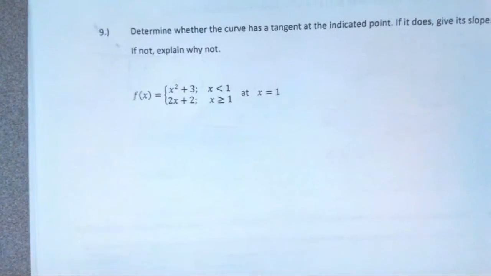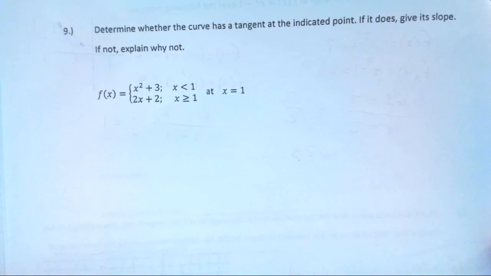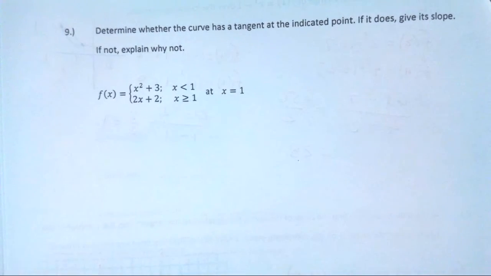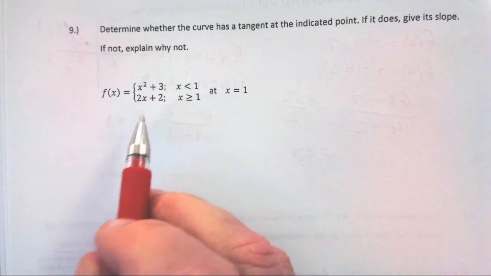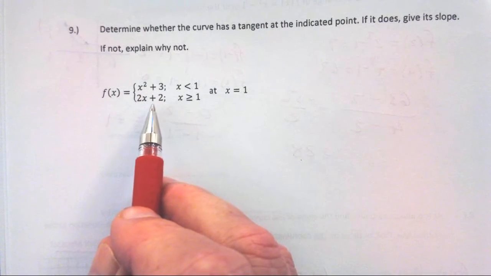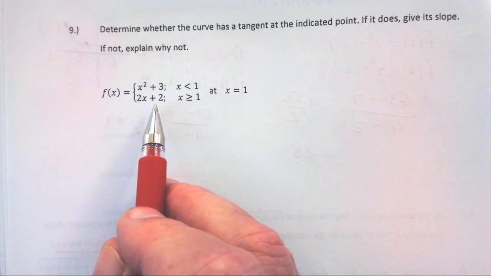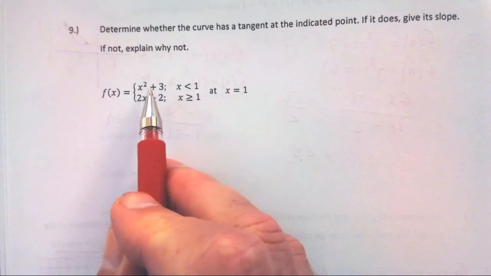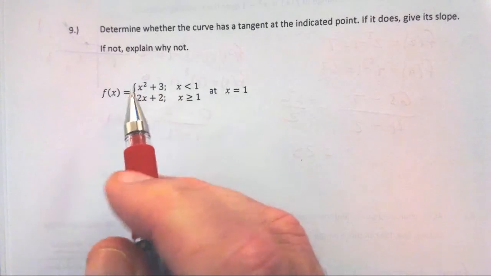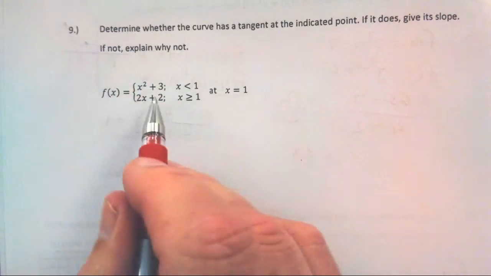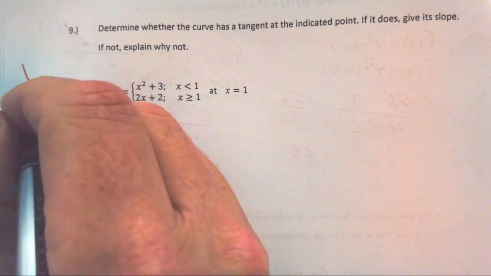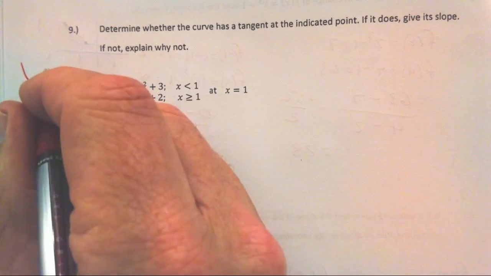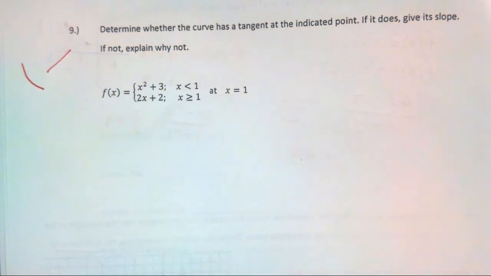Okay. Determine whether the curve has a tangent at the indicated point. Well, this curve has tangents at every point. This curve, which is a straight line, is its own tangent. But at the point 1, I shift from this to this. So I could come sliding down some curve. I'm not trying to draw x squared plus 3. And then I could get on the next curve, and maybe the next curve jumps up here. There is no tangent line.